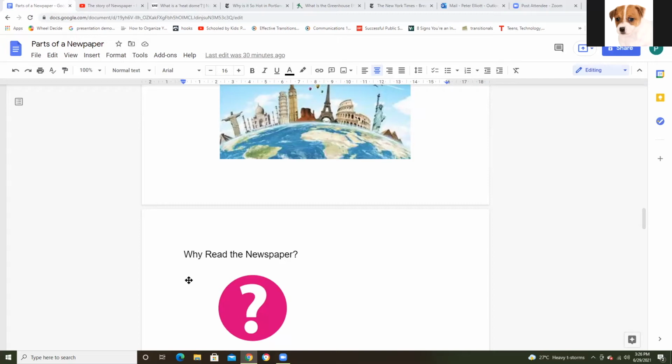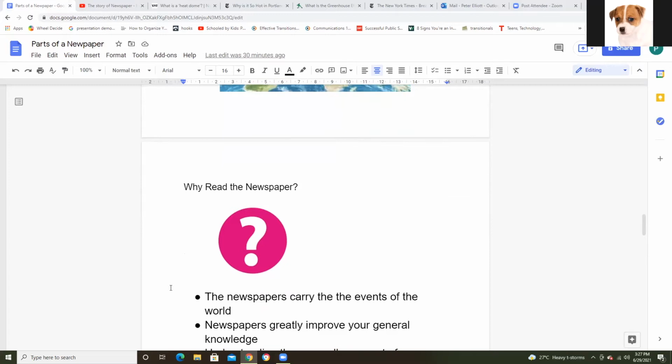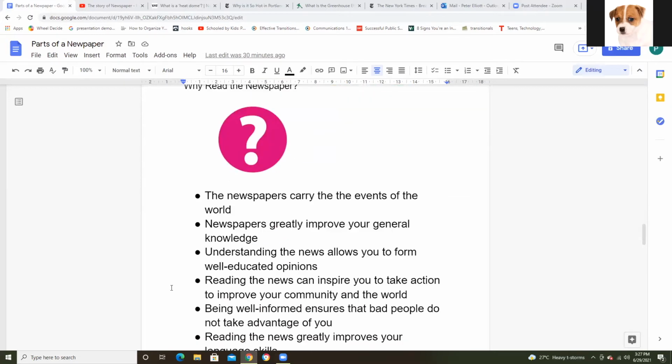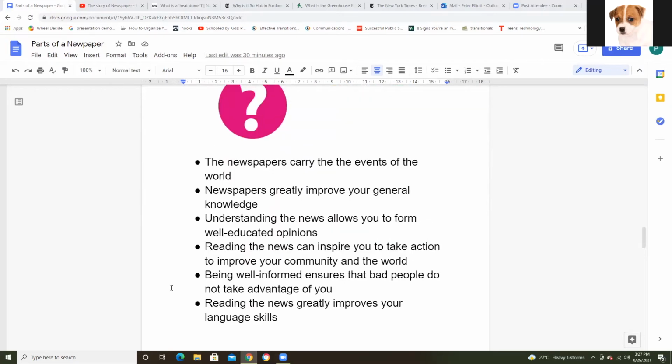Well, that is what I would like to answer now, because if you don't know why you're studying the newspaper, you're probably not going to pay too much attention. So my goal for the next minute is to convince you that reading the newspaper is an important thing. So here we go. These bullet points are going to explain why you should read the newspaper.